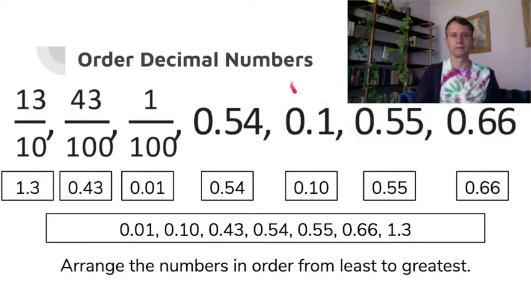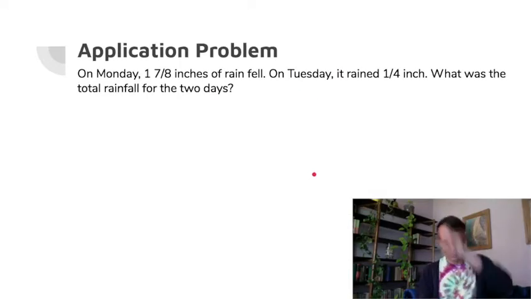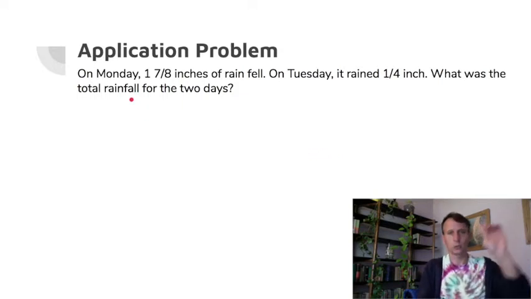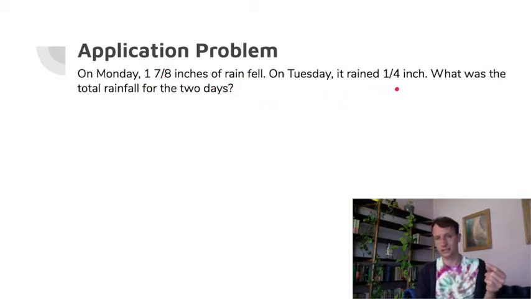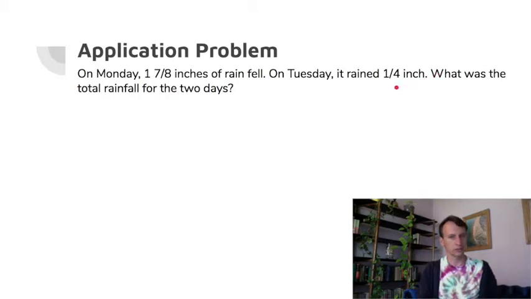Moving on. Here we go. We're going to take what we learned and apply it. That's what application problem means. Did you know that? It's not like you're applying for a job, like you're filling out an application, which you can do if you want. But what you're doing is applying what you learned. So on Monday, 1 7/8 inches of rain fell. Tuesday, it rained 1/4 inch. What was the total rainfall for the 2 days?